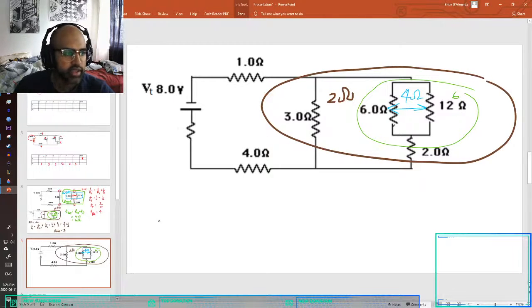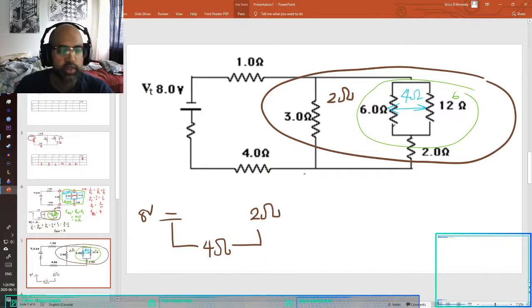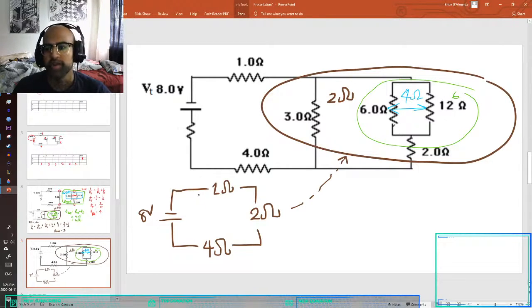So wait a second. That's like saying we had an 8 volt power source, then our 4 ohm resistor, then a 2 ohm resistor. This 2 ohm resistor was everything we calculated in the previous slide. Then a 1 ohm resistor, and then 8 volts again. Isn't this beautiful? Getting to this point, it's very satisfying.